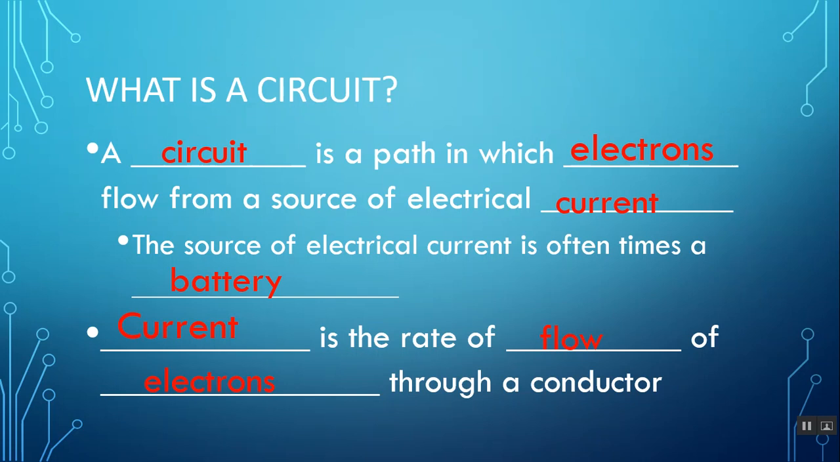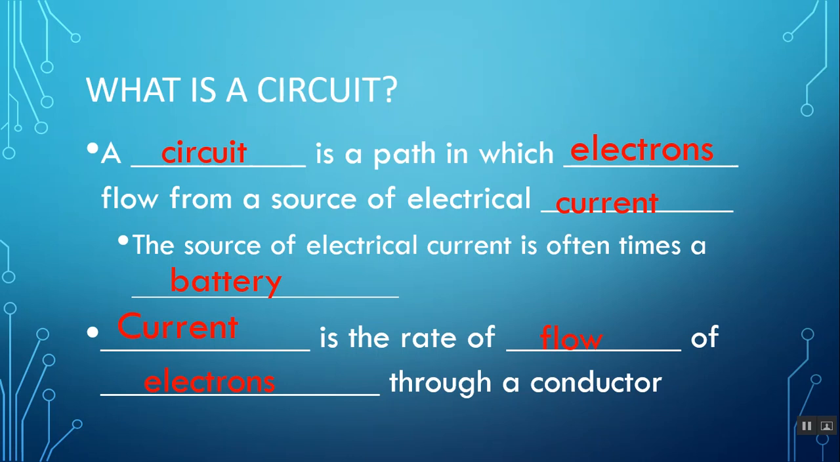A circuit is a path where electrons or electricity can flow from a source of electric current. The source of electrical current is usually a battery, but it can also be a plug too. So it can be a battery or it can be a plug-in.